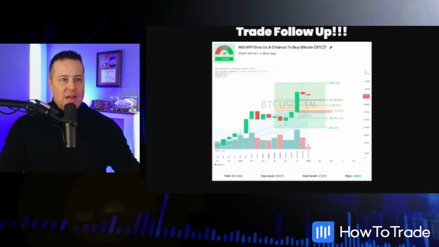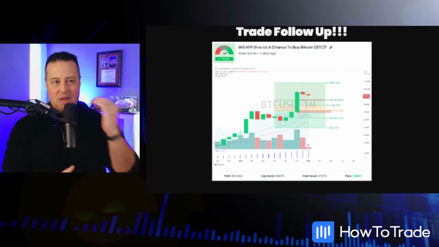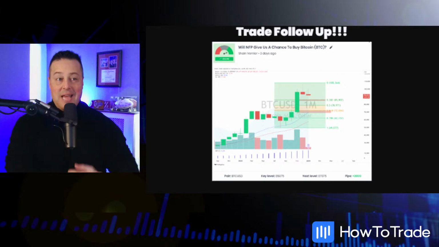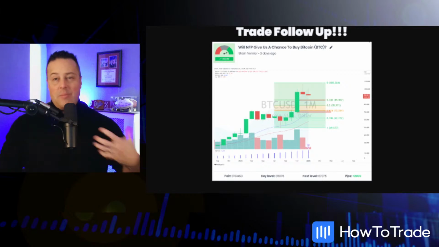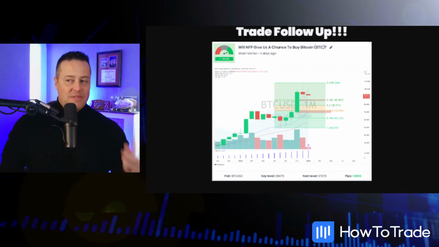Okay, this is the trade idea that we're talking about. Will NFP give us a chance to buy Bitcoin? We put this one out Friday, and at the time, we didn't really know what was going to happen to Bitcoin. I was thinking, well, Bitcoin is what it is. What can we really do with it? Well, we really wanted to get an opportunity potentially to buy a dip. This is a very bullish market.